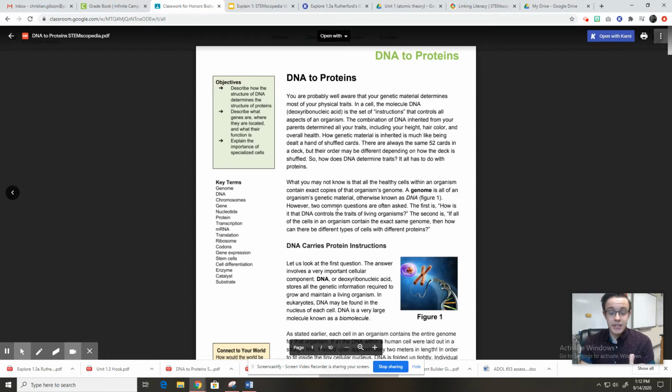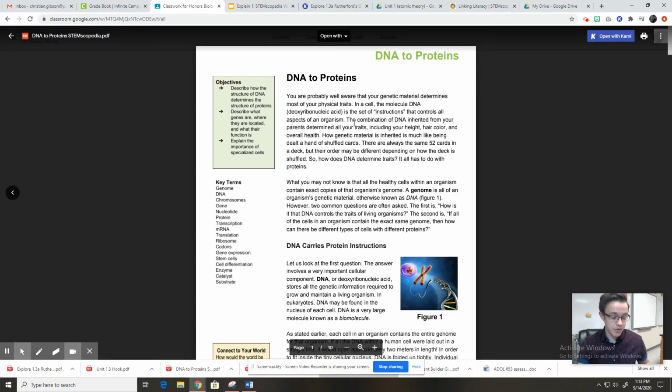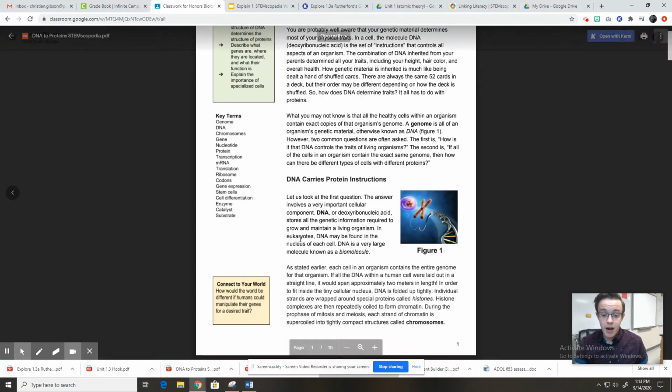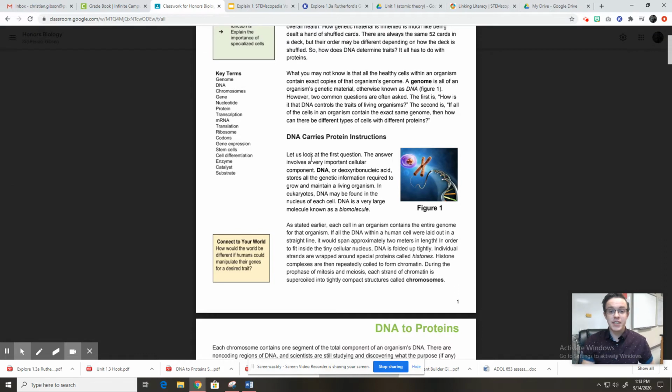Now, really quickly, for those of you who really like things explained to you, I want to go through and just generally explain the main points of this Stemscopedia, okay? So this whole second part of Unit 1 is all about how DNA is used to make proteins, how we get from DNA to proteins. So what's really important is to understand that DNA carries protein instructions.